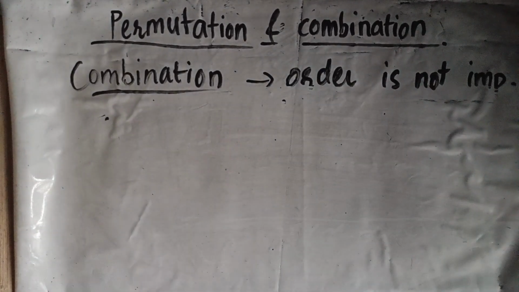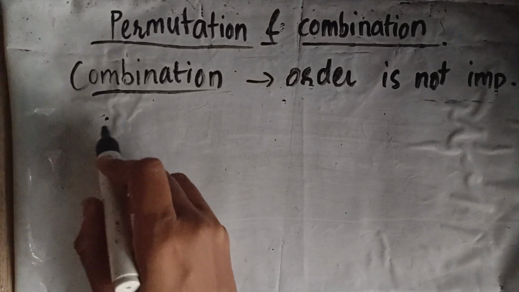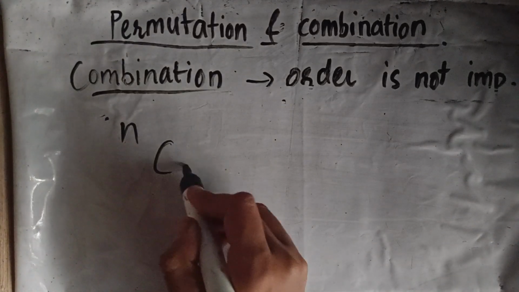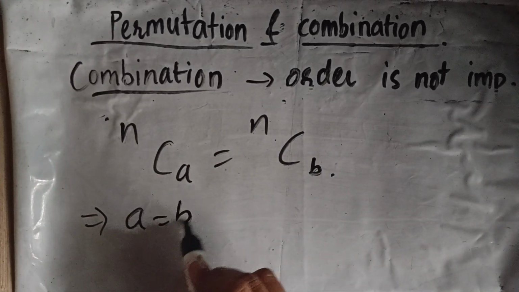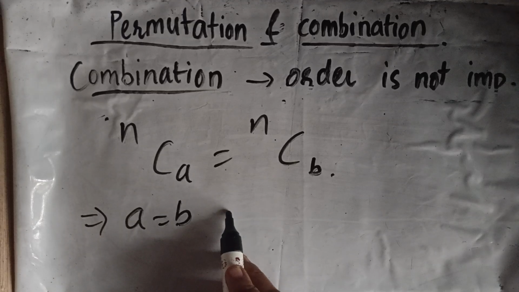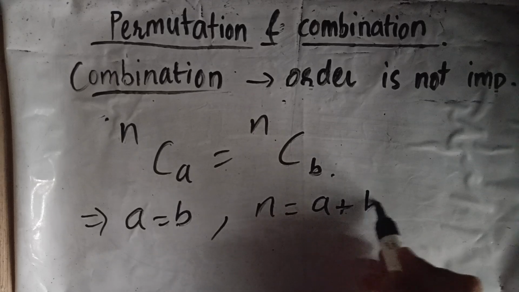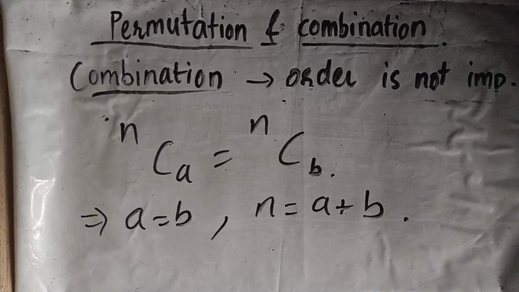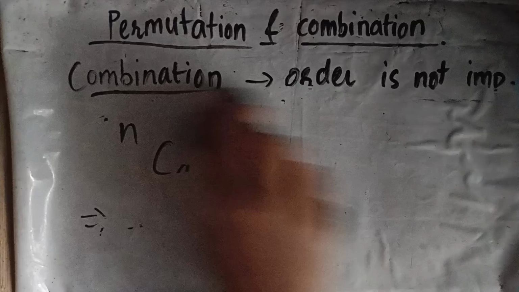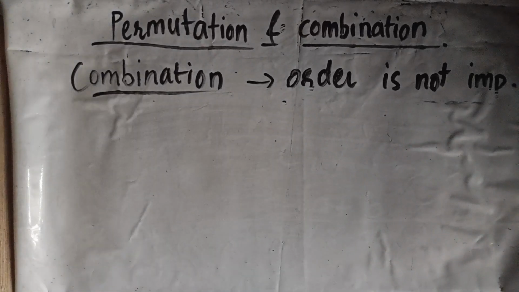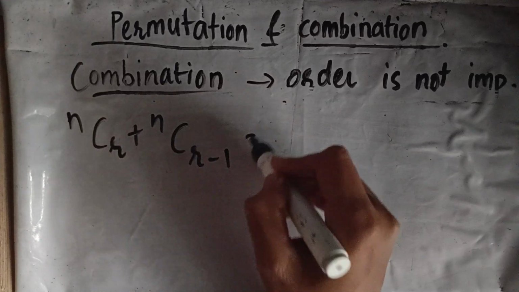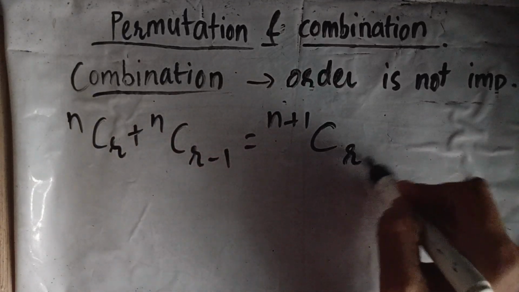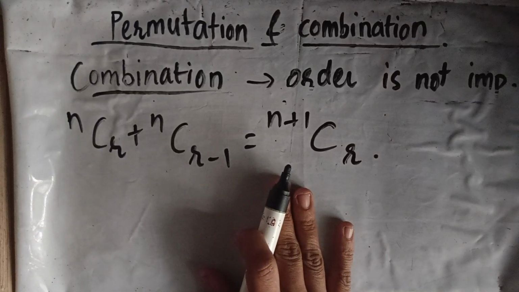Then there is one more point, that is if it is given nCa is equal to nCb, so we can say that a is equal to b, correct? Or n is equal to a plus b. There is a theorem: nCr plus nC(r minus 1) is equal to (n plus 1)Cr. This we have to prove.